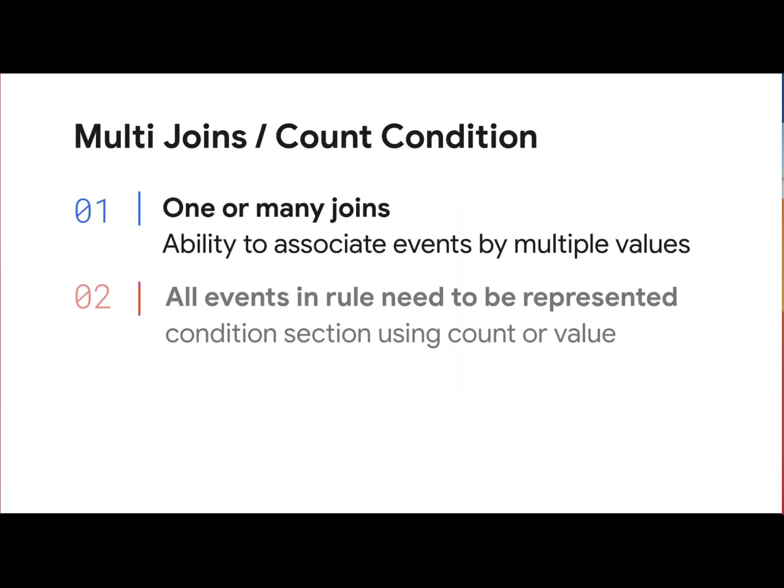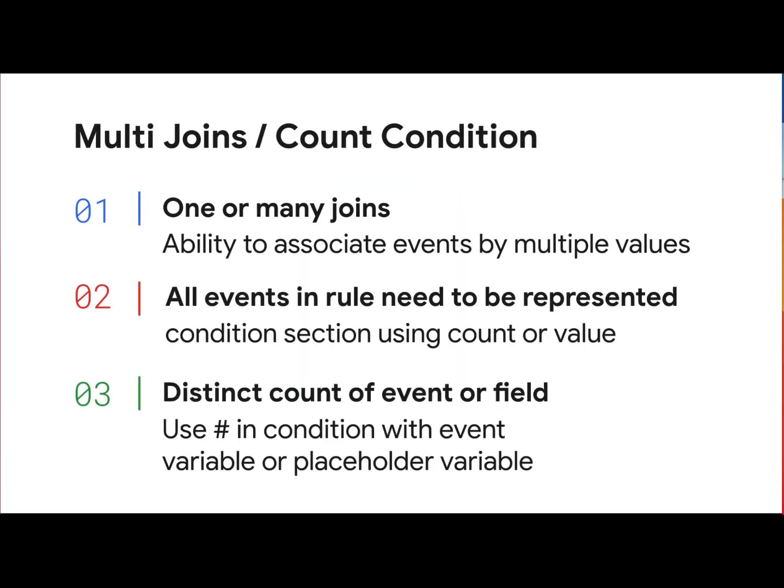With that detection example under our belt, remember you can join disparate events by 1 or more fields, which provides greater flexibility in how you craft your rules. Also remember that in the conditions section, all events in the events section need to be represented, whether it is with the $sign event variable denoting a value, or a hash event variable, or a hash placeholder variable that denotes a distinct count that can be reached for the rule to trigger.